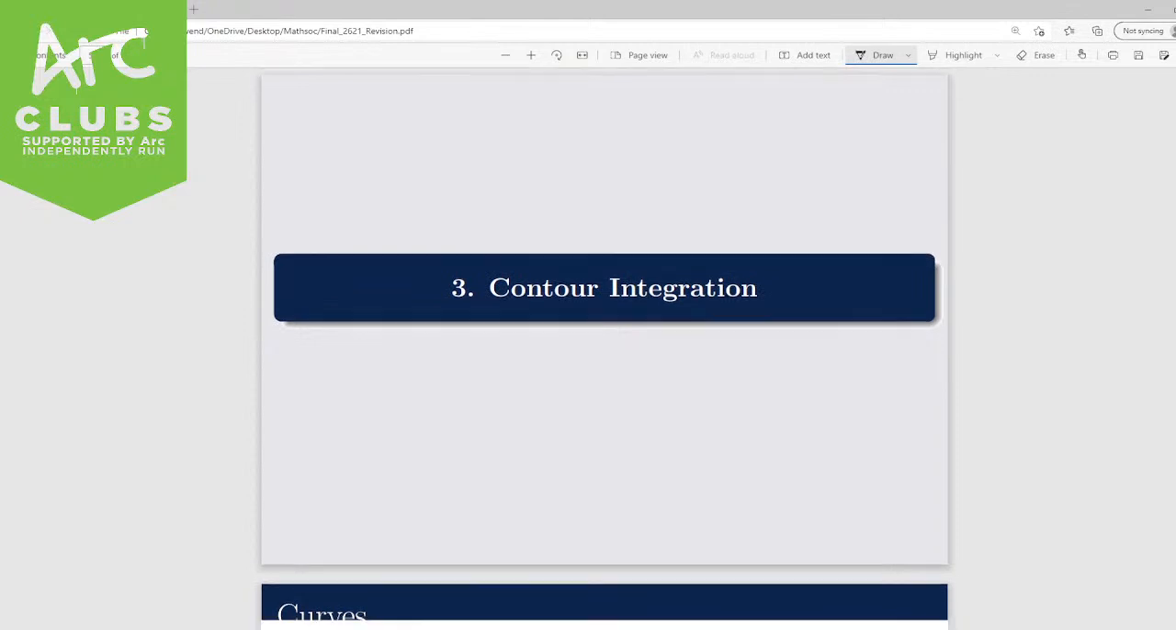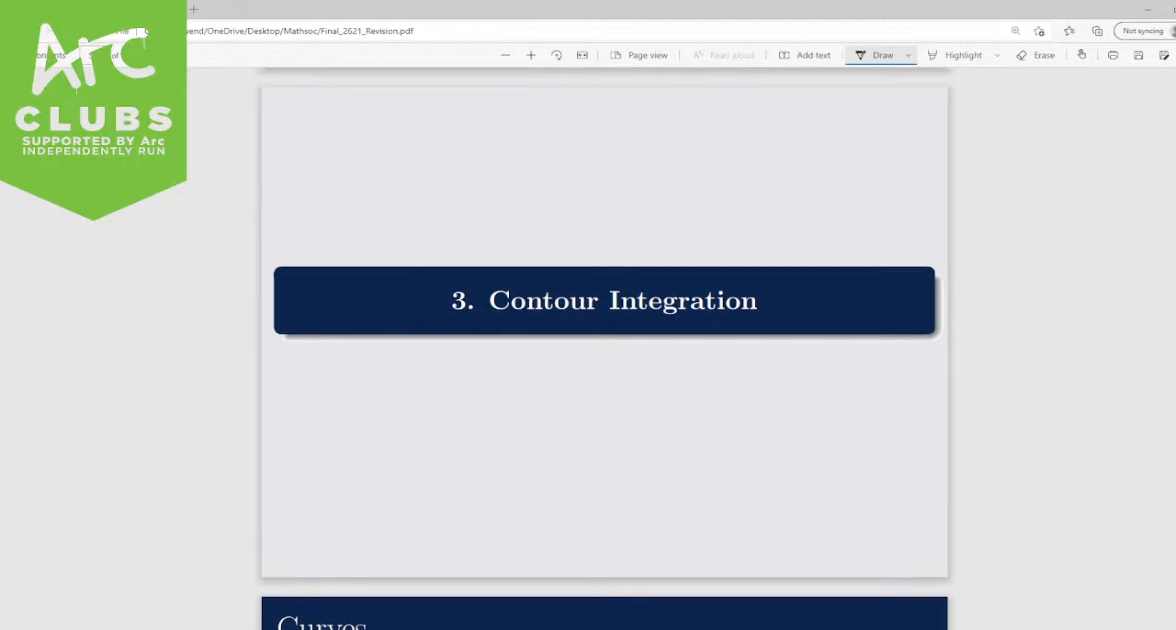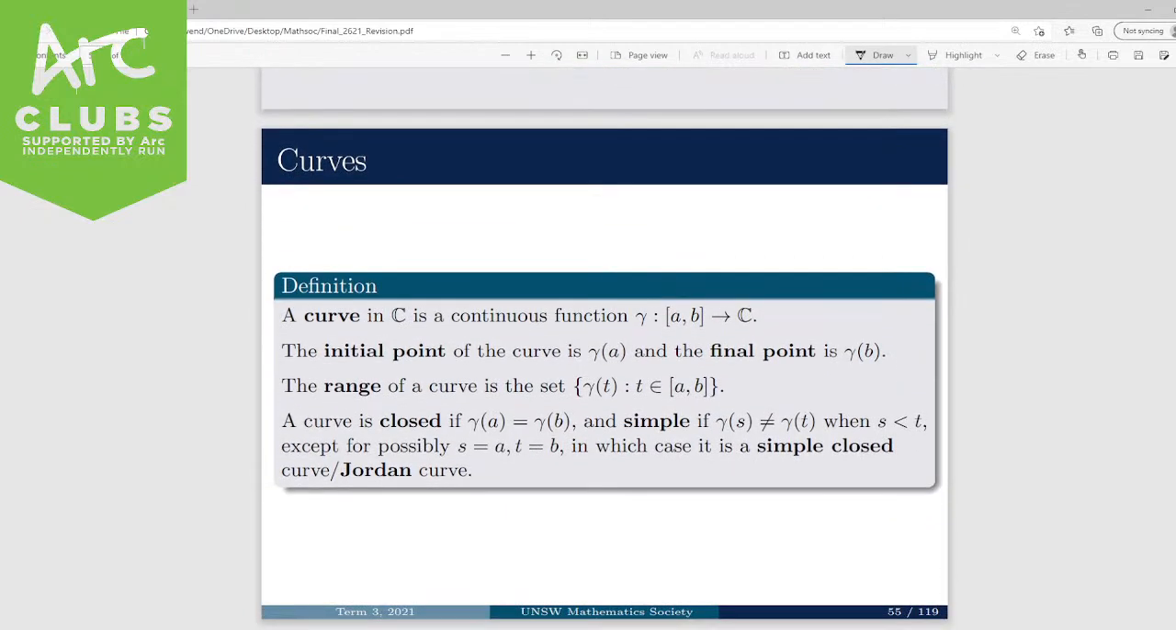Now we move into the lovely contour integration, otherwise known as the beginning of the end, or perhaps the beginning of your true passion for this subject, starting with defining curves. So now we're all the way back to foundations. We have a curve in complex numbers, a continuous function, and we're going to represent this curve by gamma.